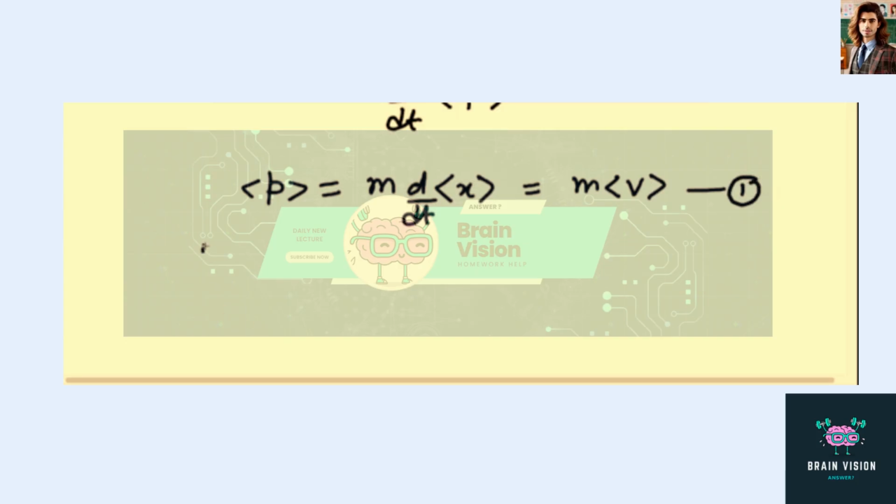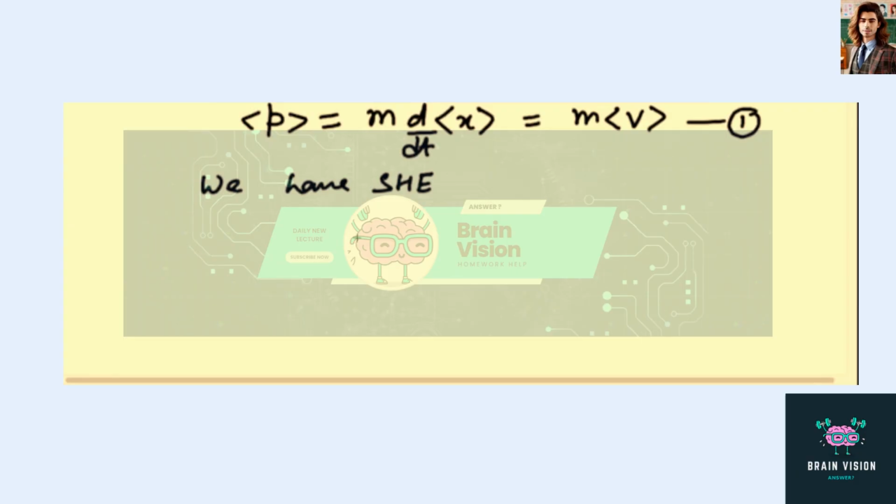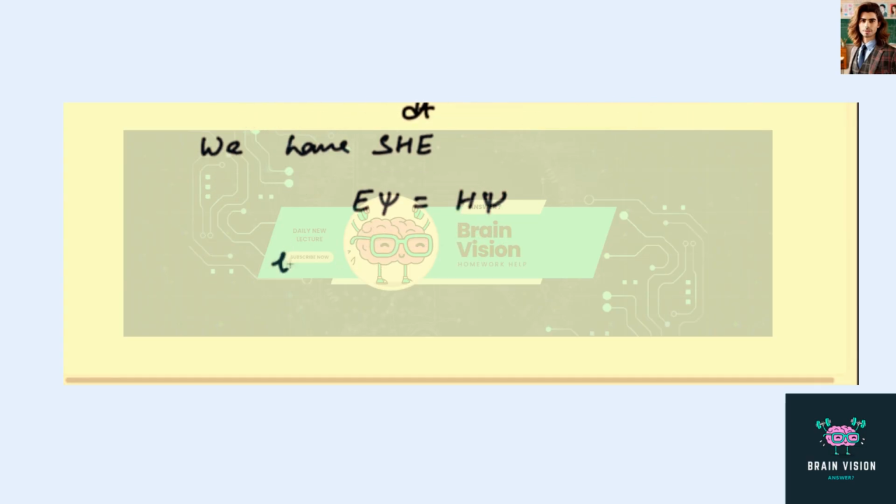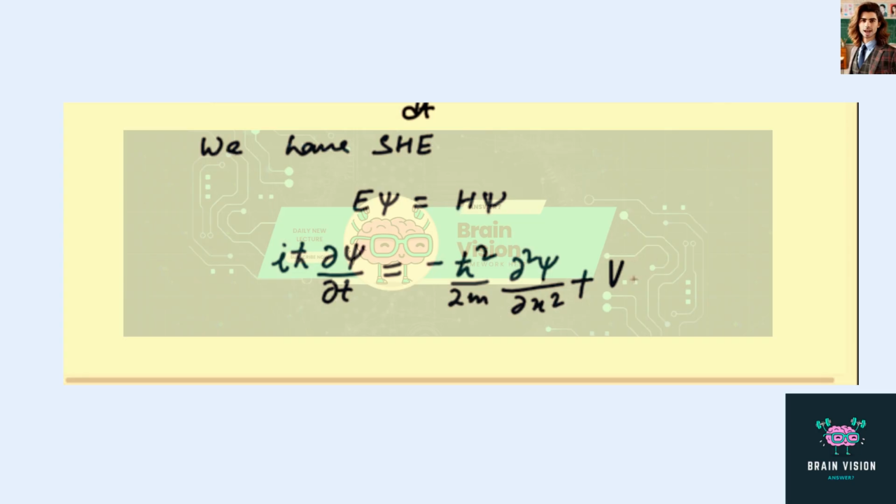We have the Schrodinger equation, H psi is equal to E psi, where E is the eigenvalue of this Hamiltonian and psi is the eigenstate, and i h bar del psi by del t is equal to minus h bar squared by 2m del 2 psi by del x squared plus V(x,t) psi(x,t).